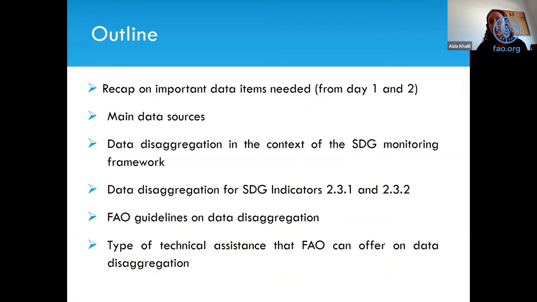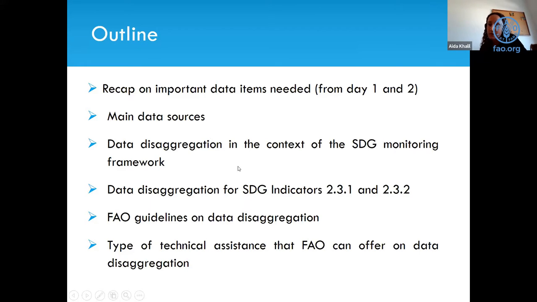I will try to be brief on that because you have heard enough on that, and you will also have our slides to go back to what has been presented. Then I will discuss the main data sources and some FAO and other international initiatives that are important for these data sources. And then I will discuss the data disaggregation in general, in the context of the SDG monitoring framework and specifically for indicators 2.3.1 and 2.3.2.